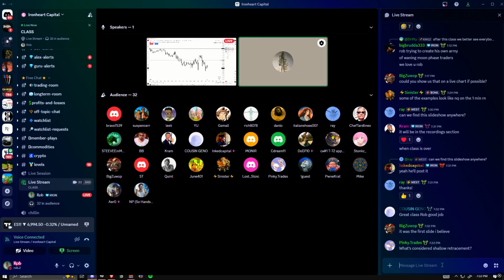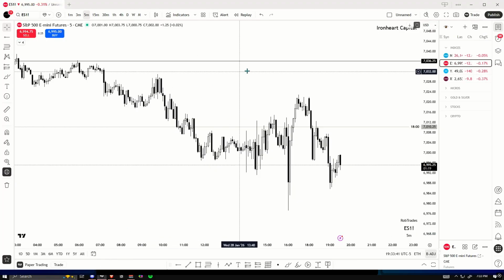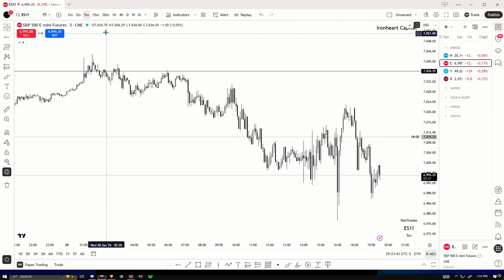What's considered shallow retracement? I'll show you that in the chart. It's easier to see in a chart. But shallow retracement is when the upper half of fair value gaps are being respected, and the upper portion, the 50% and above, of an order block should be respected. That's what I mean by no deep retracements. Like this, which I'll show you guys right now.